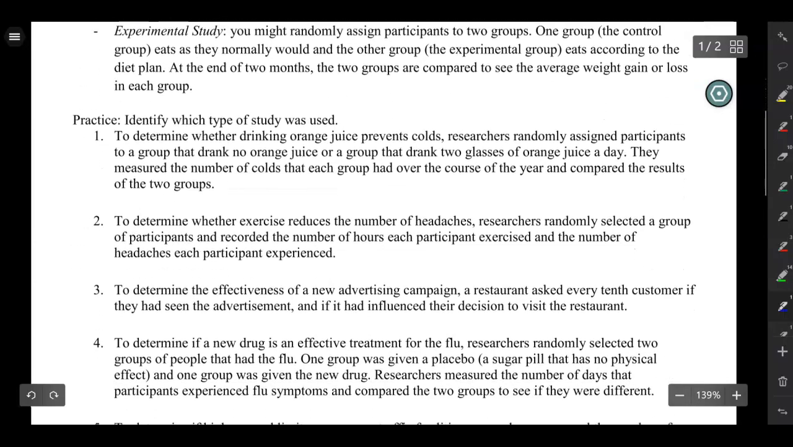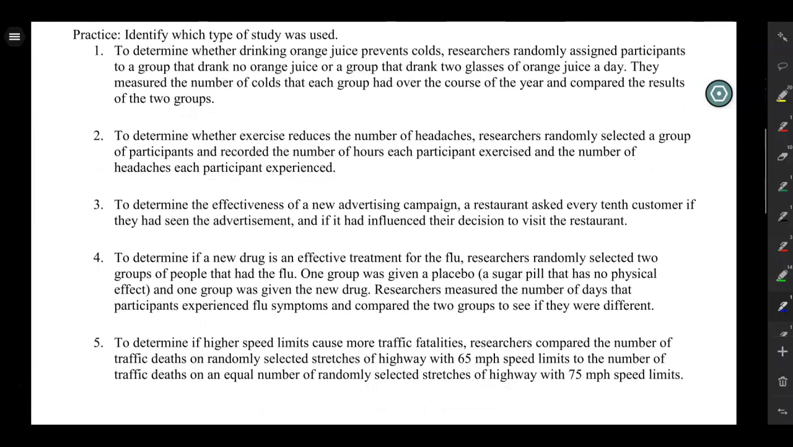Let's do some practice just identifying what type of study is being used in each of these statistical situations.